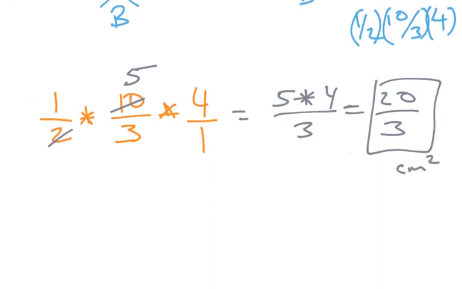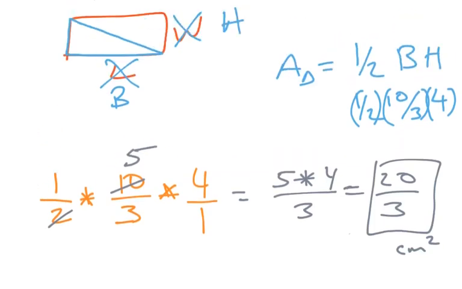And now this will become centimeters squared. The squared is the fact that you're multiplying two dimensions together. So anytime you multiply dimensions together, you get something squared. Anytime you have area, you're going to get something squared.